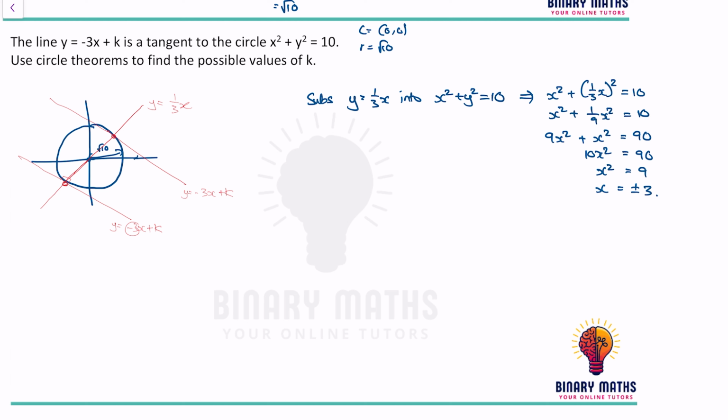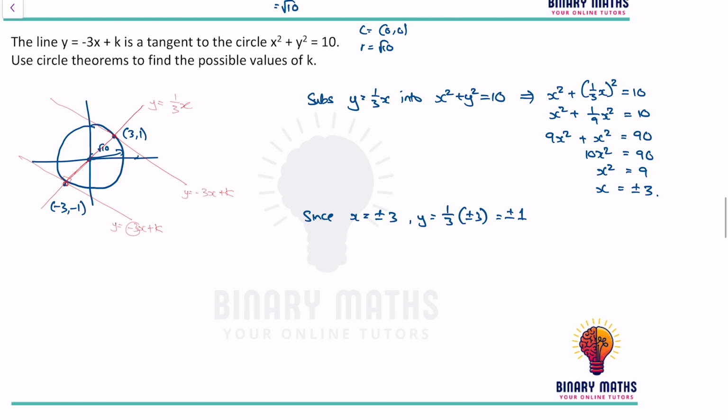If x = ±3, y is a third of x, which is a third of ±3, which is equal to ±1. That means this first point is (3, 1), because it's in the first quadrant, and that point must be (-3, -1).